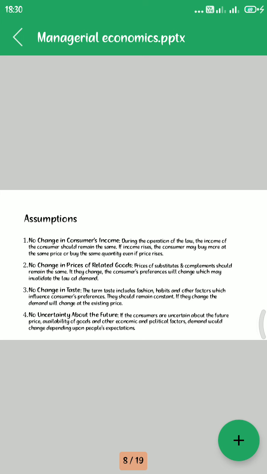Third, no change in taste. The term taste includes fashion, habits and other factors which influence the consumer preference. They should remain constant. If they change, the demand will change at the existing price. Fourth, no uncertainty about the future. If consumers are uncertain about future prices, availability of goods and other economic and political factors, demand would change depending on people's expectations.